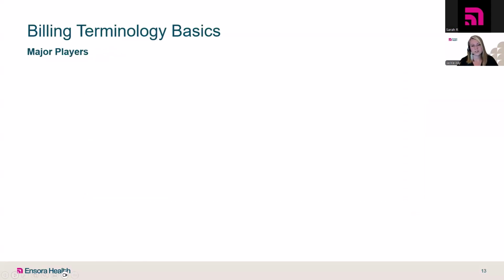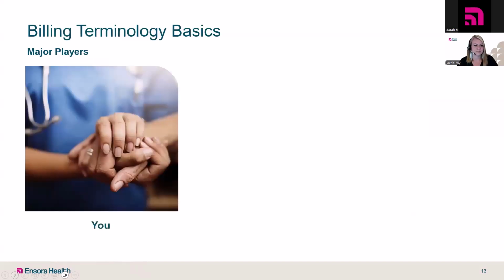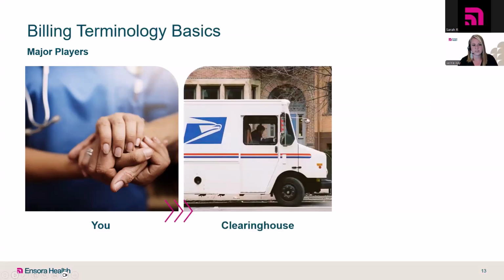Now let's talk about your major players. This is where we get to see our terminology in action. The first major player is you. You get the claim ready to go. You see your patient, you do your progress notes, you make sure everything is set up correctly. You have your CPT code, place of service, modifier if needed, and then you get the claim ready to go. And then you send it out to the insurance.